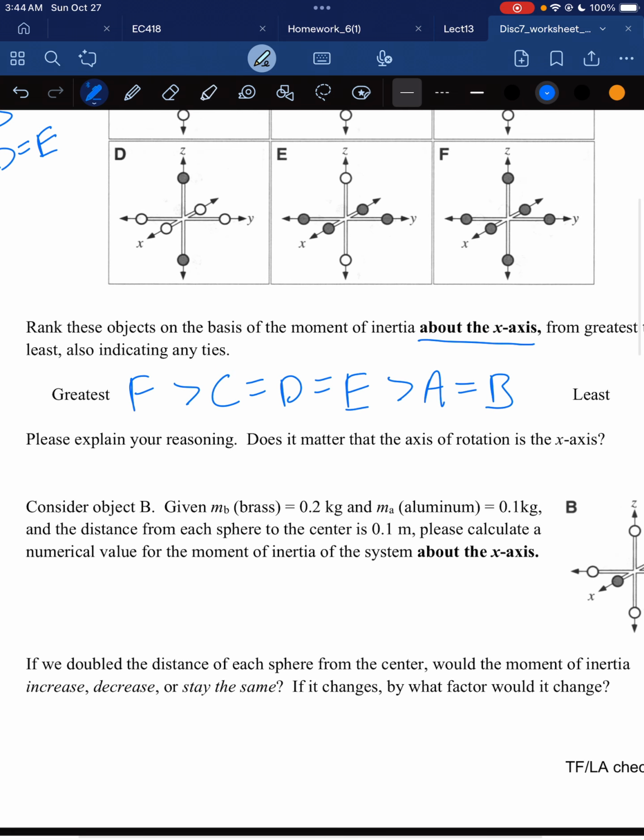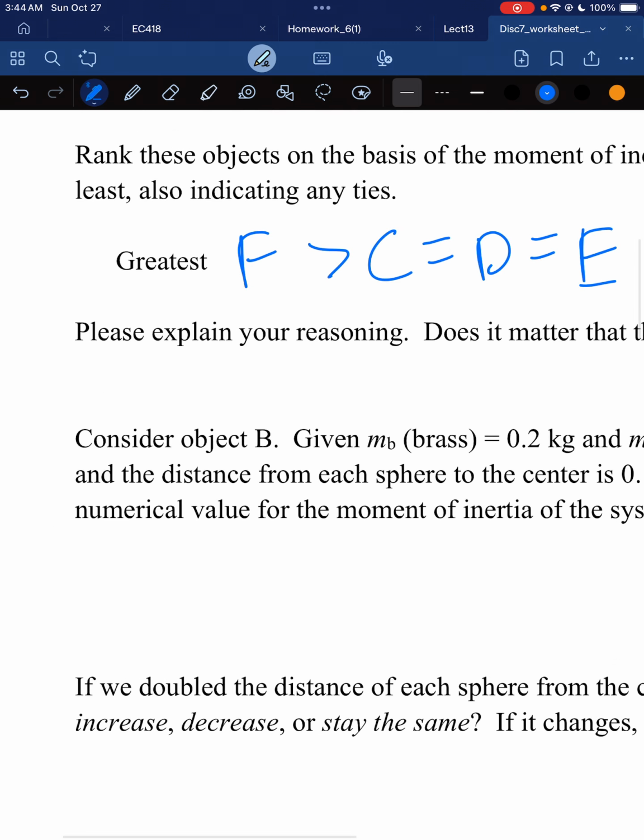And then next, we are given numerical values for the masses of the shaded and unshaded spheres, and we're also told that each sphere is the same distance away from the center, and we have to calculate the moment of inertia of the system about the x-axis. And so our equation is I is equal to mr squared.